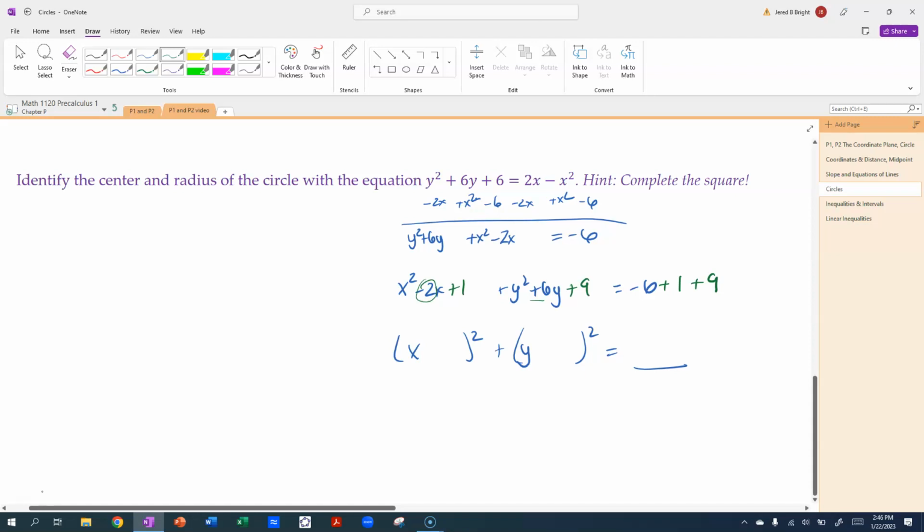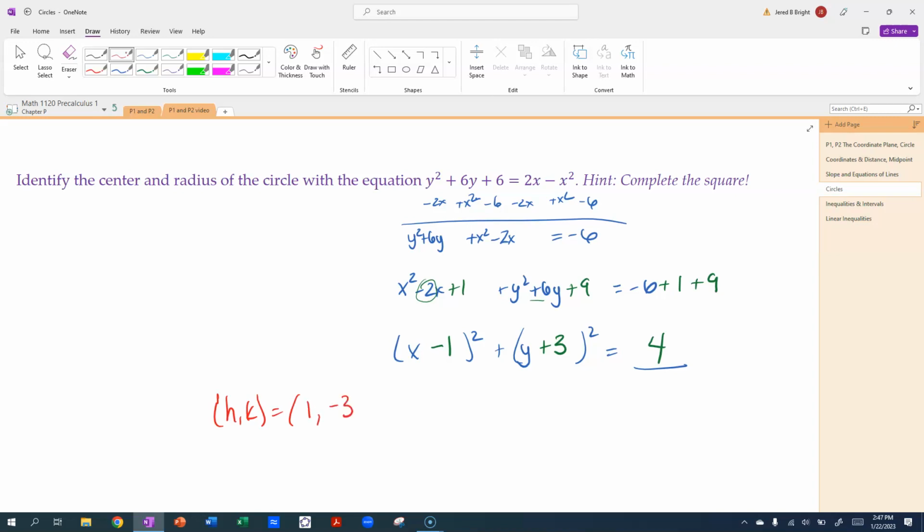When I do that, since it's x squared minus 2x plus 1, that will factor as x minus 1 all squared. And y squared plus 6y plus 9 will factor as y plus 3 quantity squared. Then I have to do the arithmetic here: 10 minus 6 is 4. And so I can say that the center, h, k, is at 1, negative 3, again the minus and negative 3. Then the radius: this 4 is really 2 squared, so r is 2.